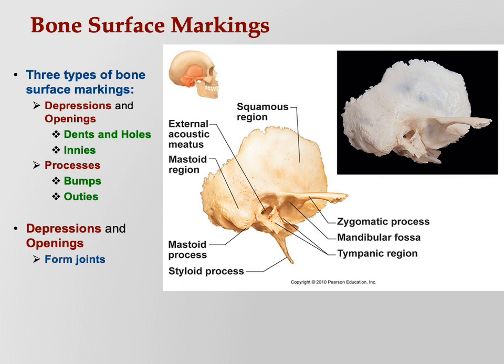So depressions and openings, what are they for? Well, one thing they do is they form joints. Okay, that's where bones come together. Another thing they do is allow passage of soft tissues like nerves and blood vessels. So a lot of times bone is living tissue.